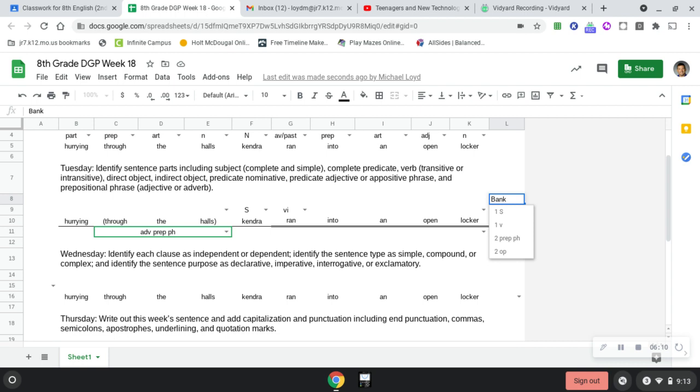What is our prepositional phrase for into? Into an open locker. So there's actually 4 words with this one. What is into modifying? Ran. So we know that as adding to a verb. I think I clicked the right one. I did. All right. We have 2 objects of our preposition.